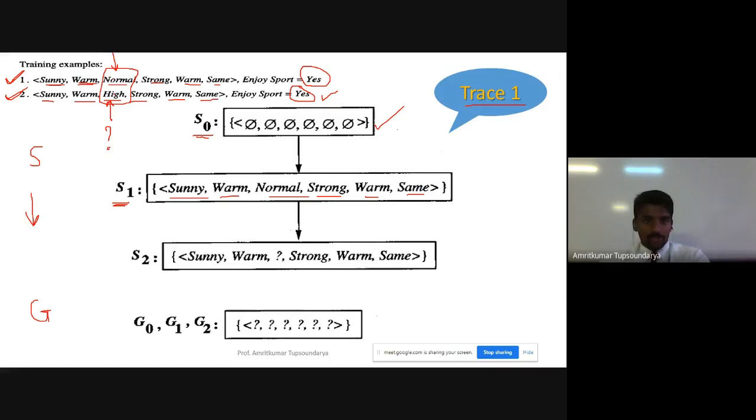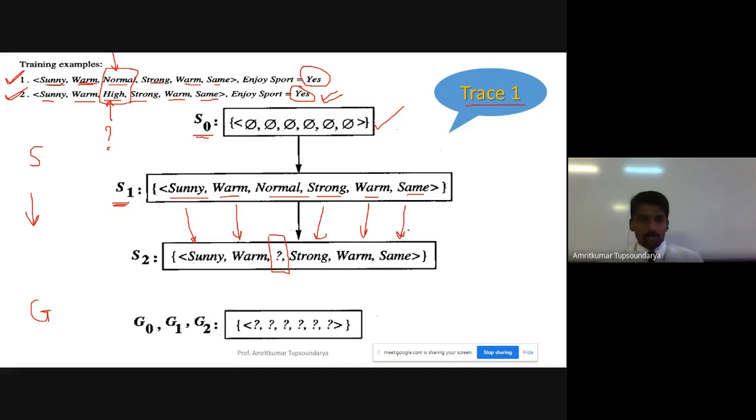Normal has been changed to high, but it is still a positive training example, which means both values are accepted here. So we are going to replace the value of the third attribute with a question mark, which denotes that any value is accepted there. As you can see here, sunny remains sunny, warm remains warm. Normal has been changed to a question mark because the high value is also accepted in the positive training example. Other attribute values: strong remains strong, warm remains warm, same remains the same.